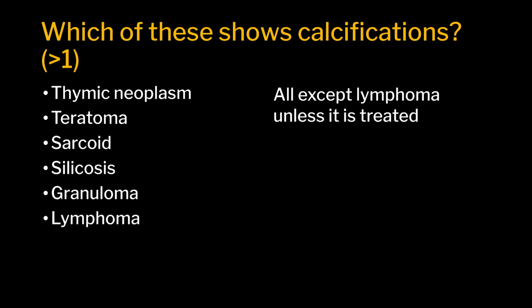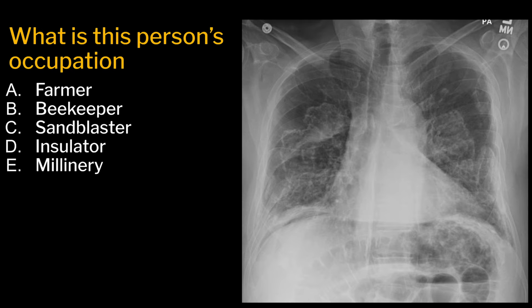Question 6, what is this person's occupation? So this person is an insulator because they were exposed to asbestos. And what we have here on the chest x-ray are well demarcated calcified areas of opacity in both lungs.